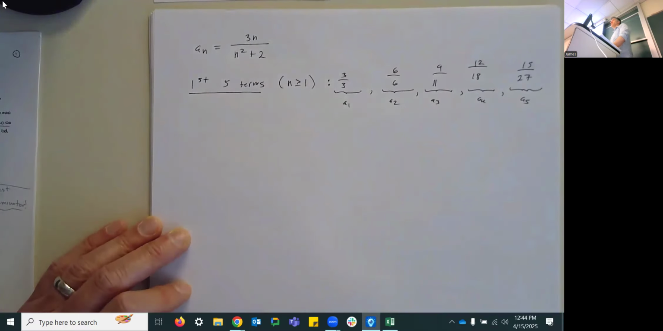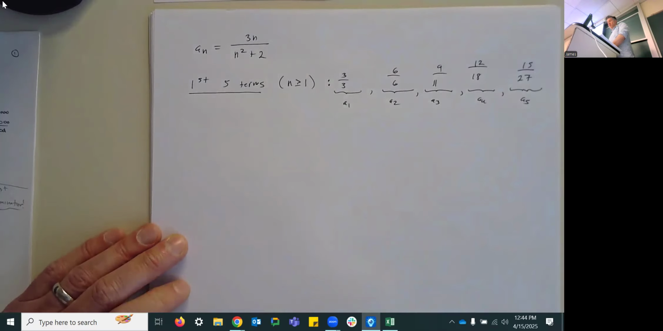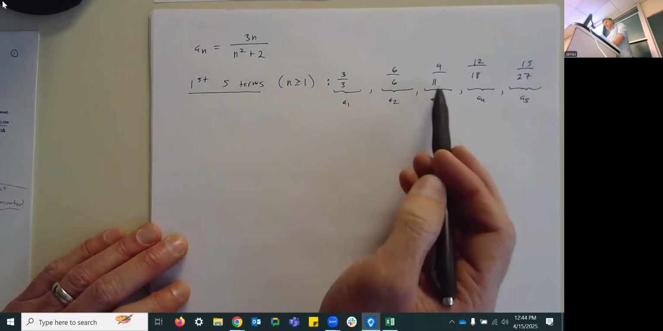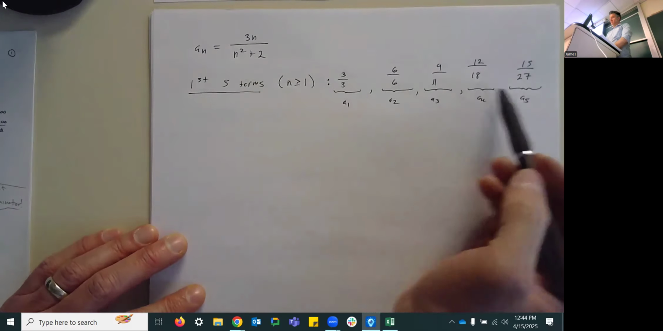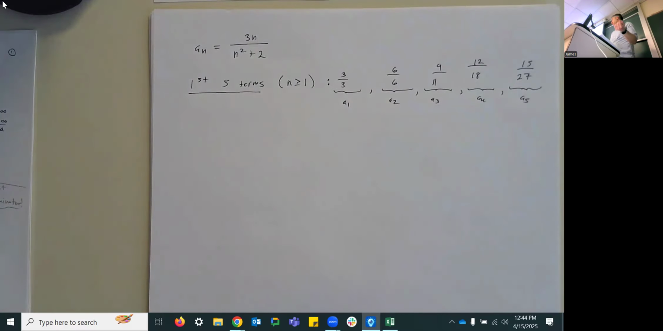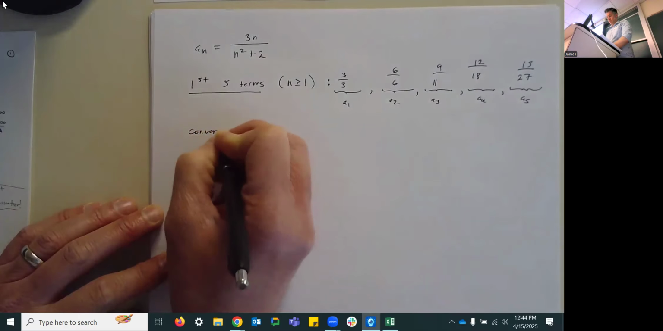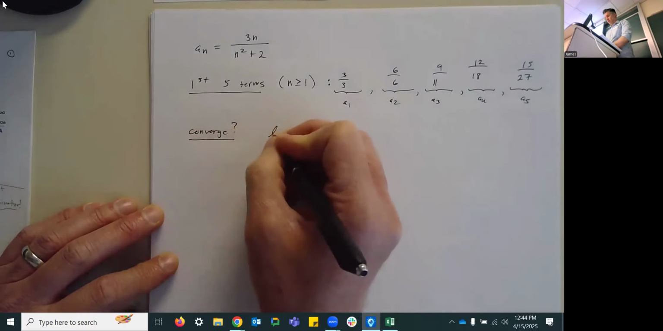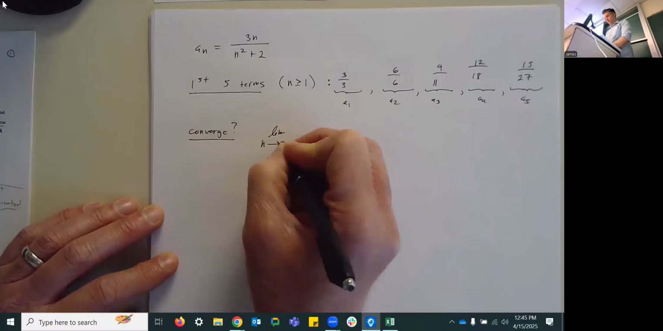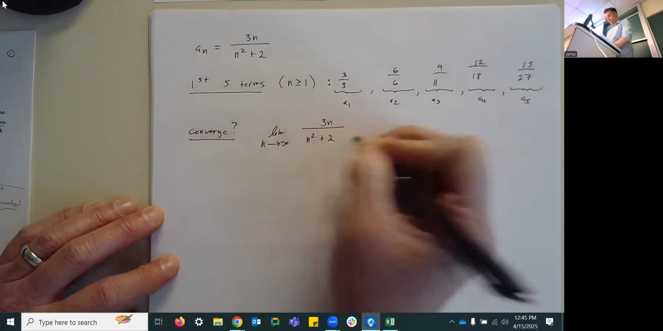Which sure tells us where it starts, but doesn't really tell us about what the behavior is going to be, right? It seems like it's 1, and then a little bit less than 1, and then 2/3, and then a little bit bigger than 1/2. It seems like it's getting smaller, but it's not enough just to write the first few terms to know what's really happening. So again, to see if it converges or not, we're going to take the limit as n goes to infinity of 3n divided by n squared plus 2.